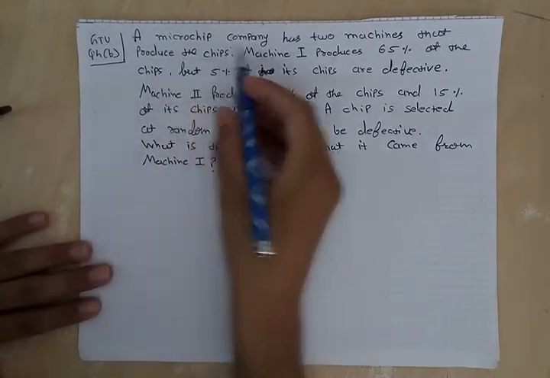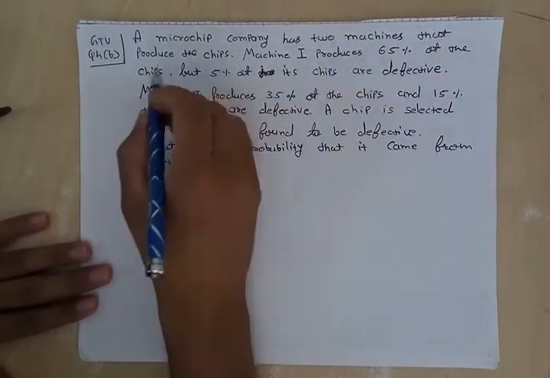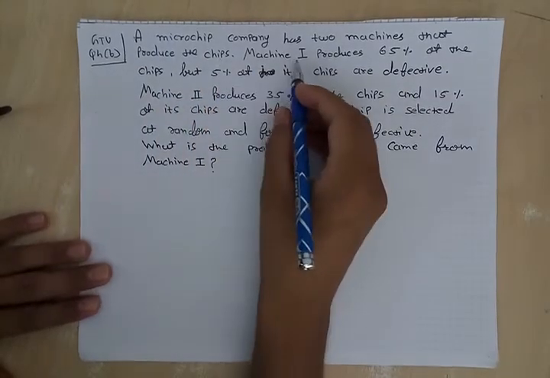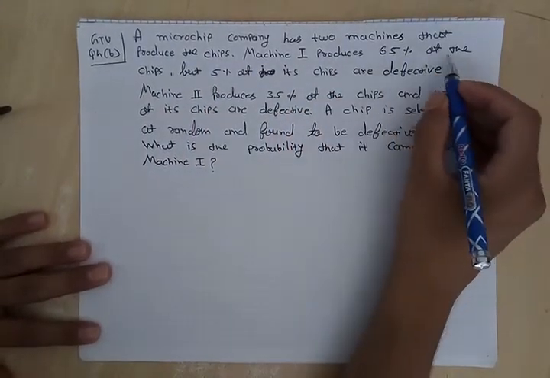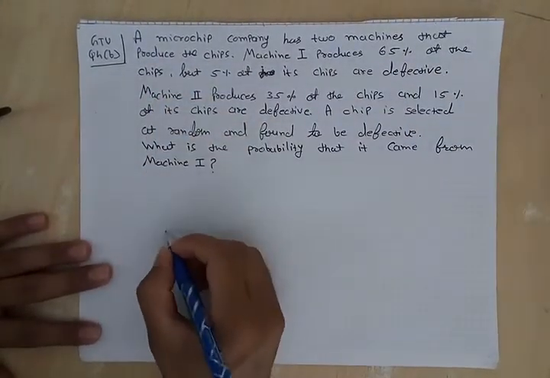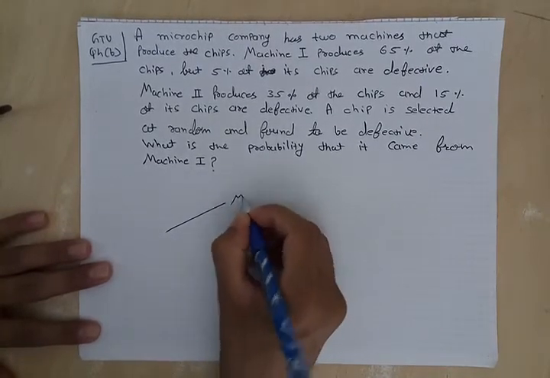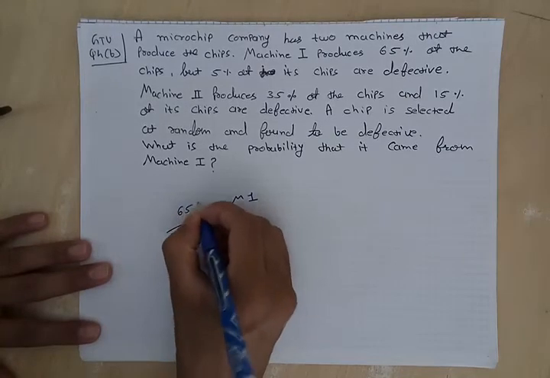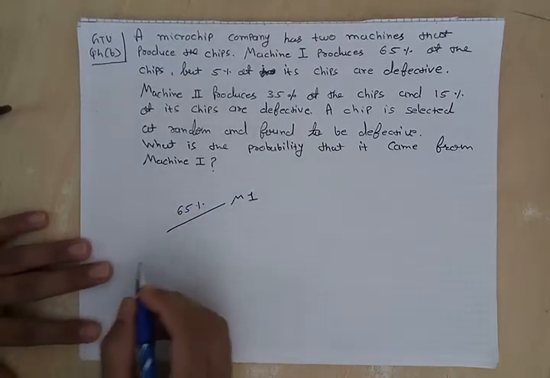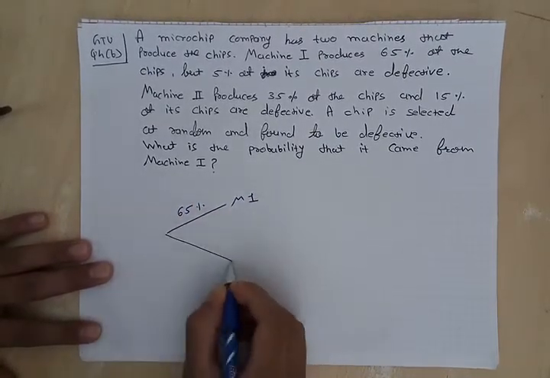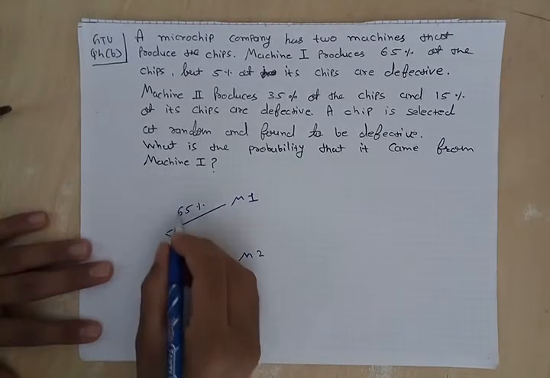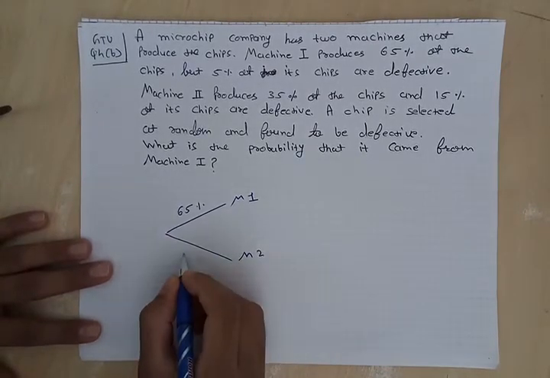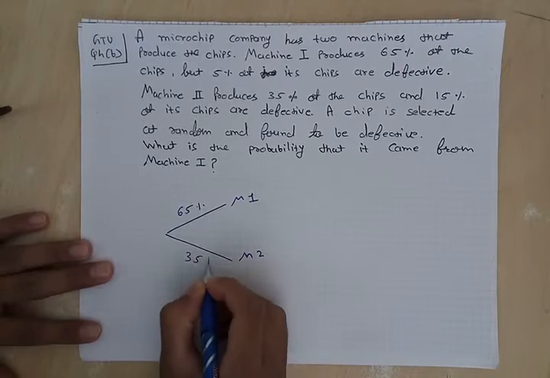A microchip company has two machines that produce the chip. Machine 1 produces 65% of the chips. So we have machine 1, we'll call it M1, and it produces 65% of total chips. So it is obvious that the other machine will produce the remaining amount of chips, that is 35%.